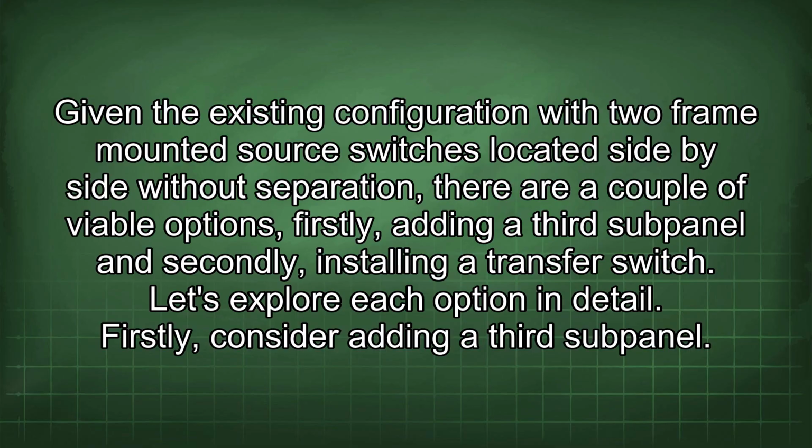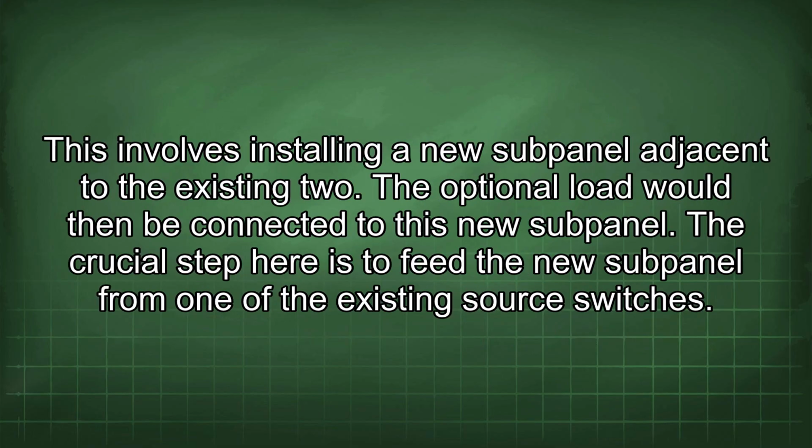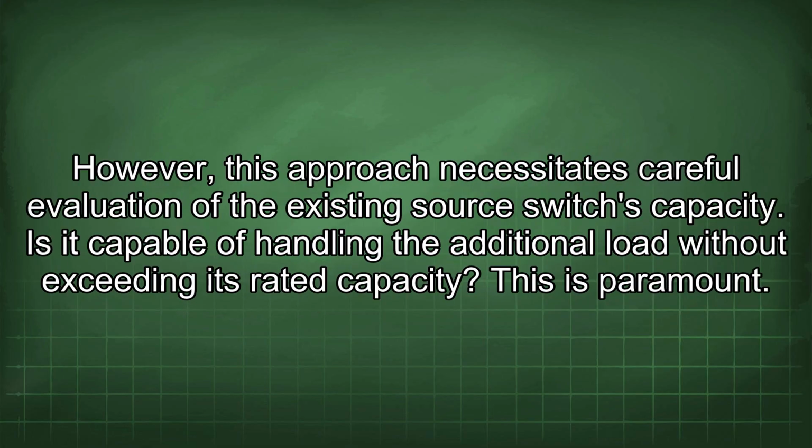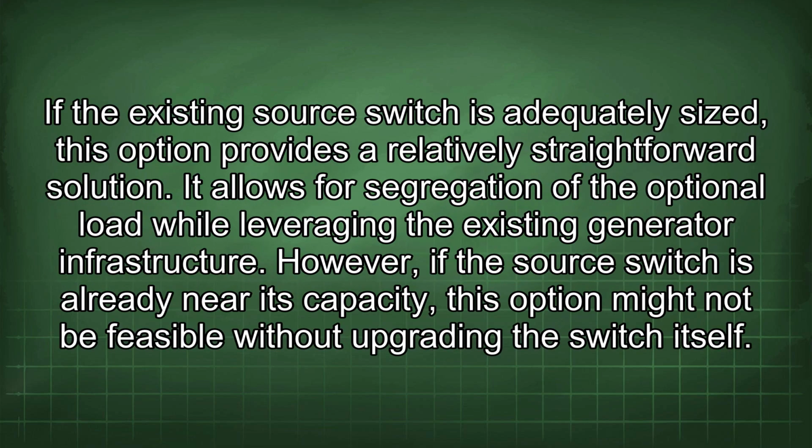Firstly, consider adding a third subpanel. This involves installing a new subpanel adjacent to the existing two. The optional load would then be connected to this new subpanel. The crucial step here is to feed the new subpanel from one of the existing source switches. However, this approach necessitates careful evaluation of the existing source switch's capacity. Is it capable of handling the additional load without exceeding its rated capacity? This is paramount. If the existing source switch is adequately sized, this option provides a relatively straightforward solution.